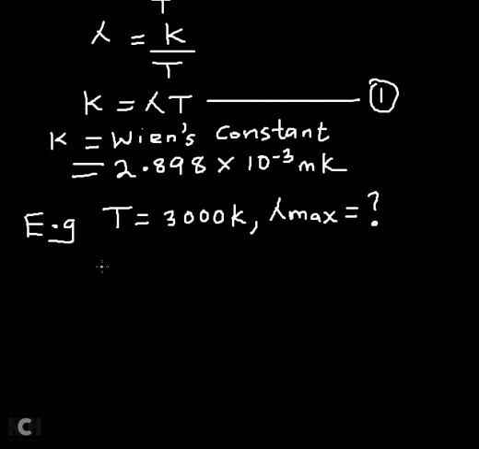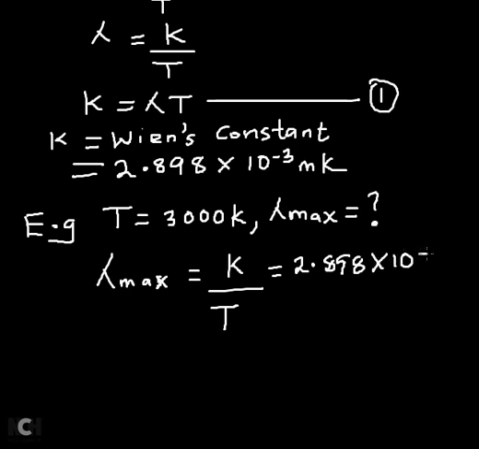So for you to get that, the maximum wavelength is going to be equal to, from the formula, Wien's constant divided by the temperature. So that is going to be equal to 2.898 times 10 raised to the power of minus 3, then divided by the temperature, which of course is 3000 Kelvin.